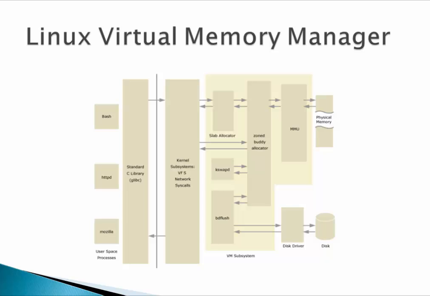glibc interface. Then you have a slab allocator, where the kernel memory is assigned, and the zone buddy allocator, which is responsible for making your memory area contiguous. Then, like I already described, the memory management unit, which is used to map your physical memory to your virtual memory, so that everything is hidden from your user application side, or from the user perspective.